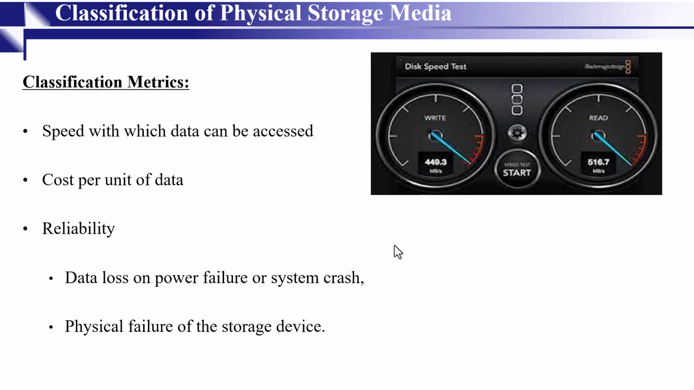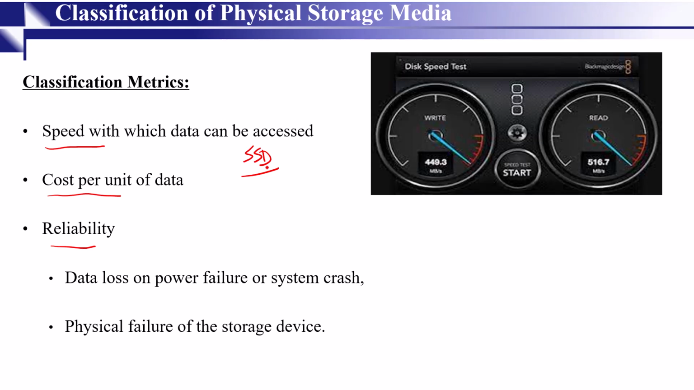Physical storage media can be classified and evaluated based on several metrics like speed, cost per unit of data, and reliability. Speed is how quickly data can be accessed. Speed refers to the access time or latency of the storage device. Using speed, we measure how quickly data can be read or written from the storage medium. Faster access speeds are typically associated with solid state drives and high performance hard drives.